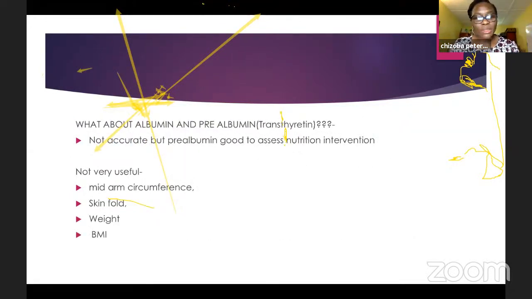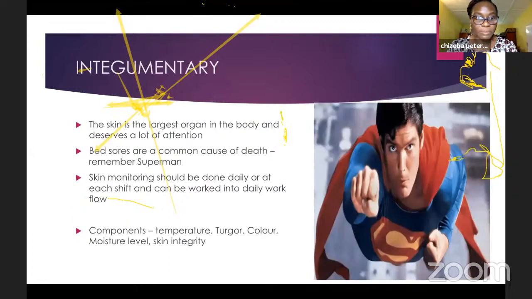Things like monitoring the patient's weight, BMI, skin fold, mid-arm circumference are not very useful. As you can imagine, patients can be edematous and gain weight, and there is the patient's premorbid state. So it doesn't really tell you a lot. And we used to beat ourselves over the head about pre-albumin and albumin. But remember that in your critically ill patients, there's a lot of inflammation. So albumin will drop even if you are feeding the patient well. So the truth is that pre-albumin is good to assess your nutrition intervention, but probably doesn't tell you about the nutritional status of the patient before that.